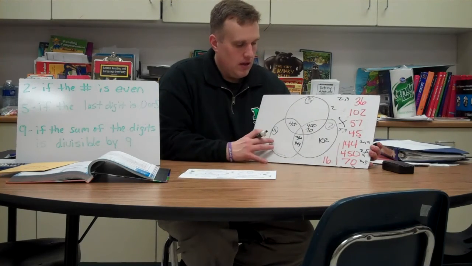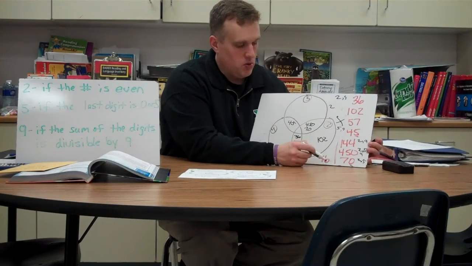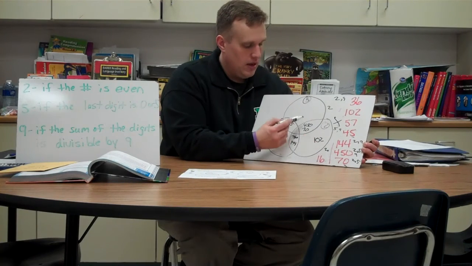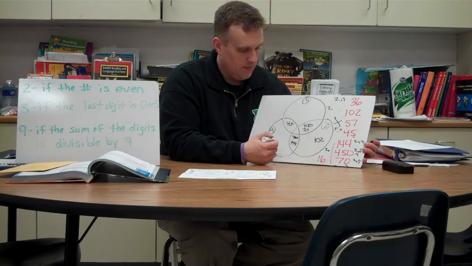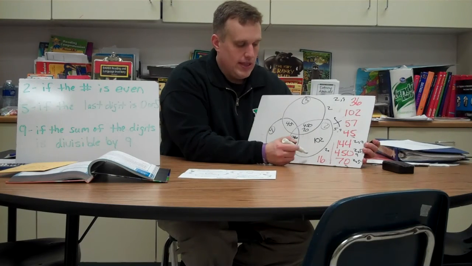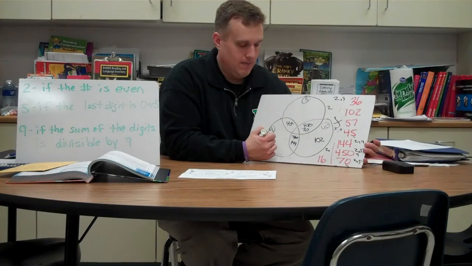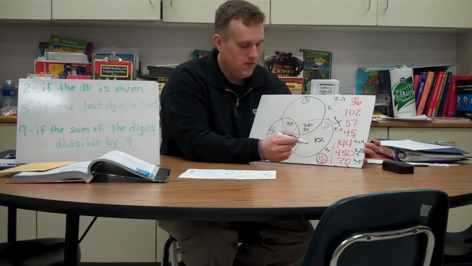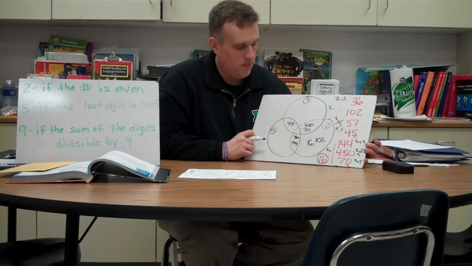Okay, so I will put it here with the 450 because it's divisible by 2 and 5. And the last one, 16. Does it end with a 0, 2, 4, 6, or 8? It does. So I know it's divisible by 2. Does it end with a 0 or 5? It does not. If I add 6 plus 1, that gives me 7. And so it is not divisible by 9. 7 is not divisible by 9. So for number 16, it's only divisible by 2. So I would write 16 in there.